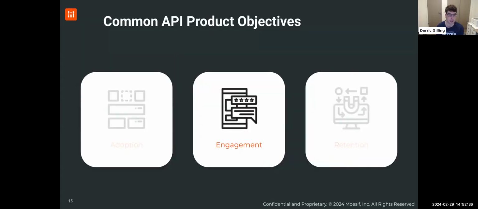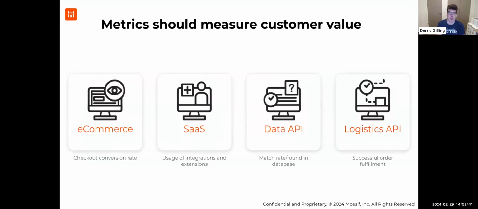This is a quick overview of adoption, but let's dig into the engagement side. And going back to what I mentioned around infrastructure metrics, we need to ensure that these type of metrics are aligned to customer value. And this is very industry dependent and business dependent. So for example, if you're an e-commerce platform, it may mean looking at things like checkout conversion rate. If you're a SaaS platform, it may mean looking at things like how many different integrations are being used, how many different extensions. We see a lot within the data and AI space.